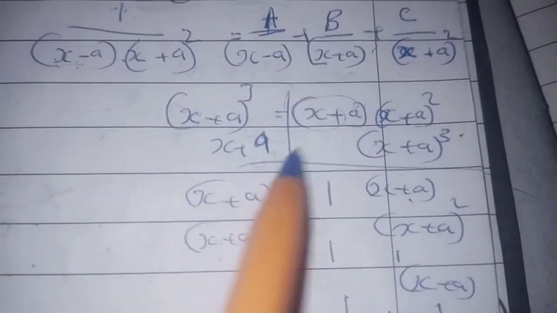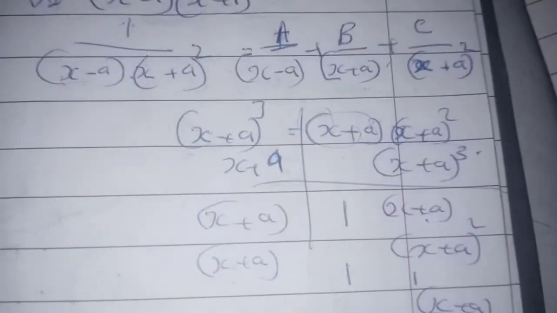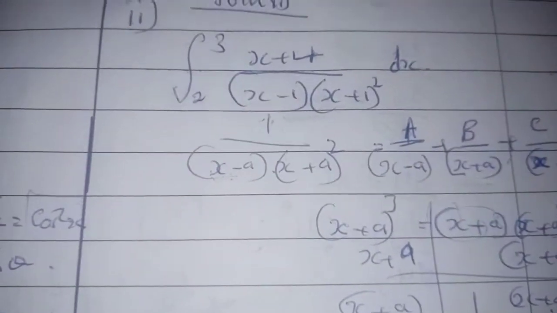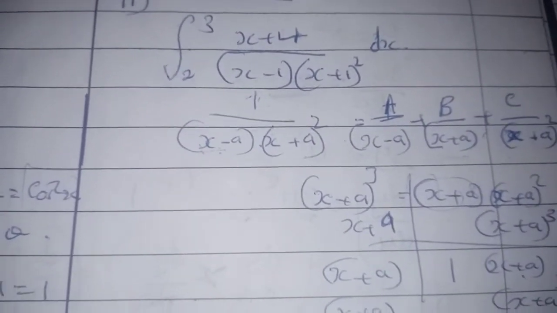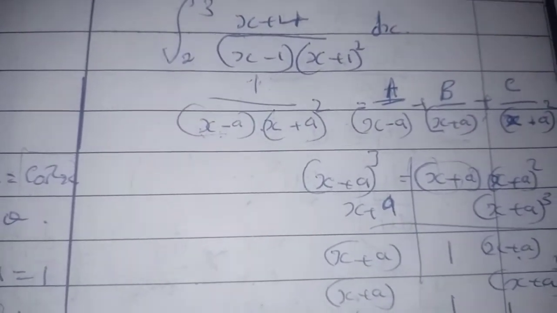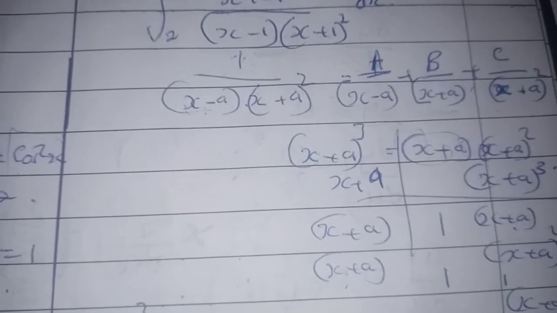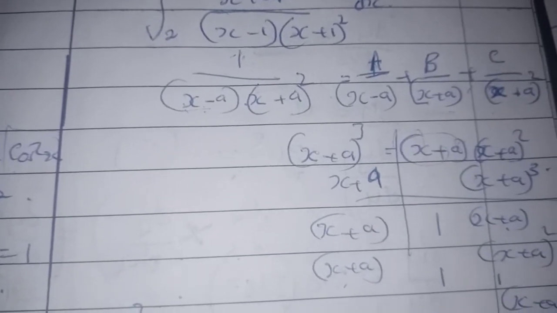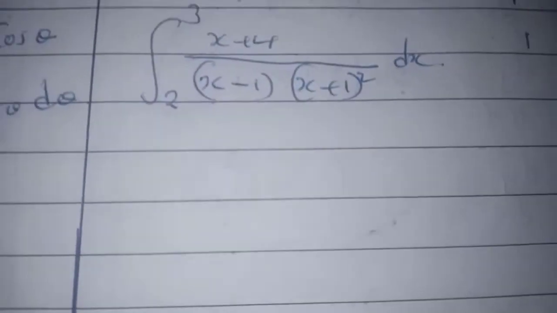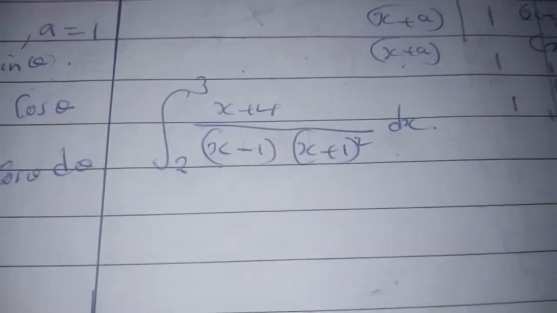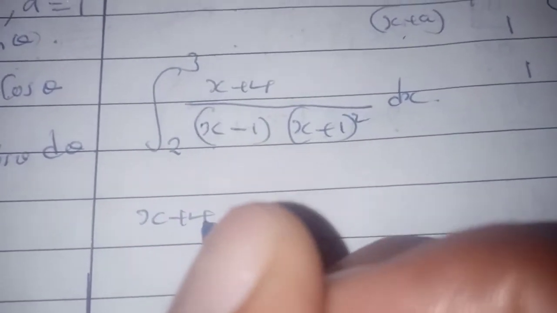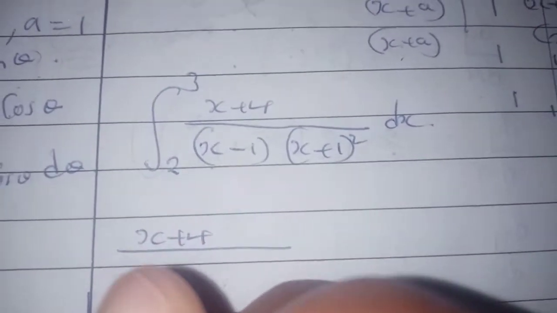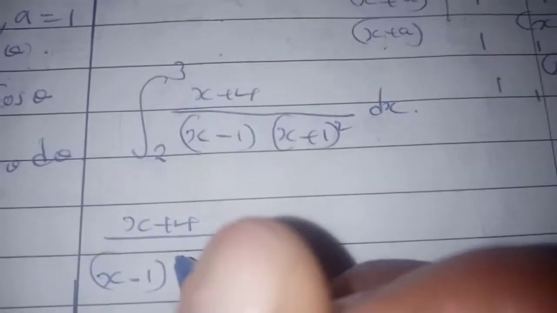That's what we usually apply. So let's come to our question, which said the integral from 2 to 3 of (x plus 4) all over (x minus 1)(x plus 1) squared dx. So let's first simplify that function. We have the function x plus 4, leaving alone the integration sign for now, over (x minus 1)(x plus 1) squared.